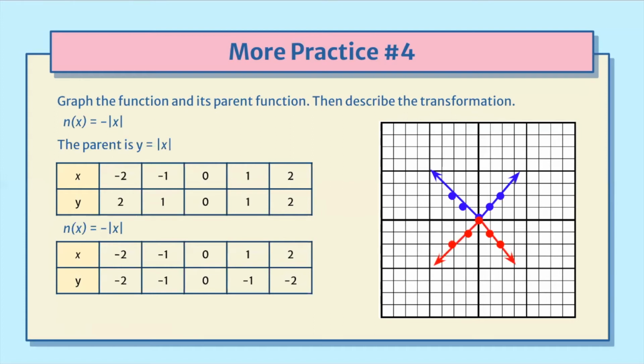And looking at the graph, we can see that the x-axis appears to be the line of reflection because every point is the same distance from the x-axis as it is on the other side. So we can say that n of x is a reflection over the x-axis of the parent absolute value function.